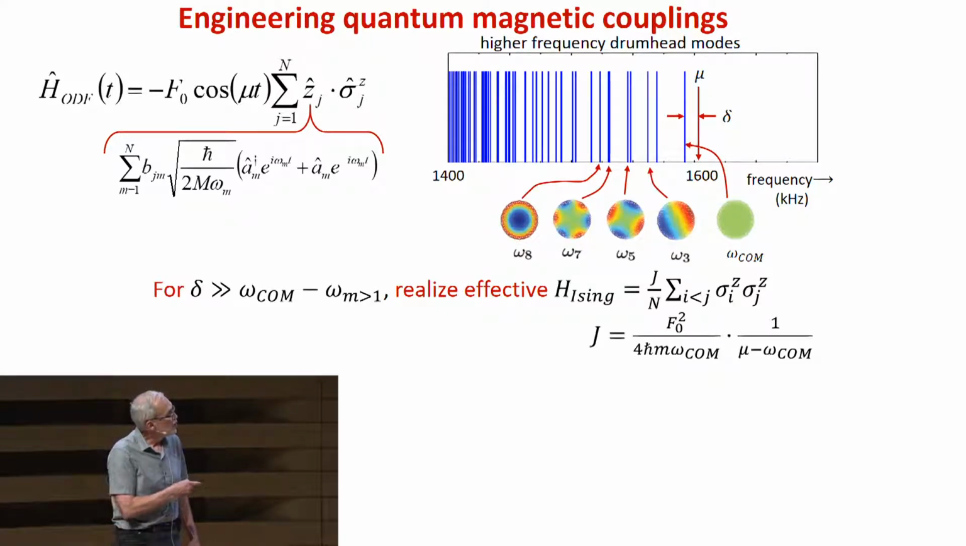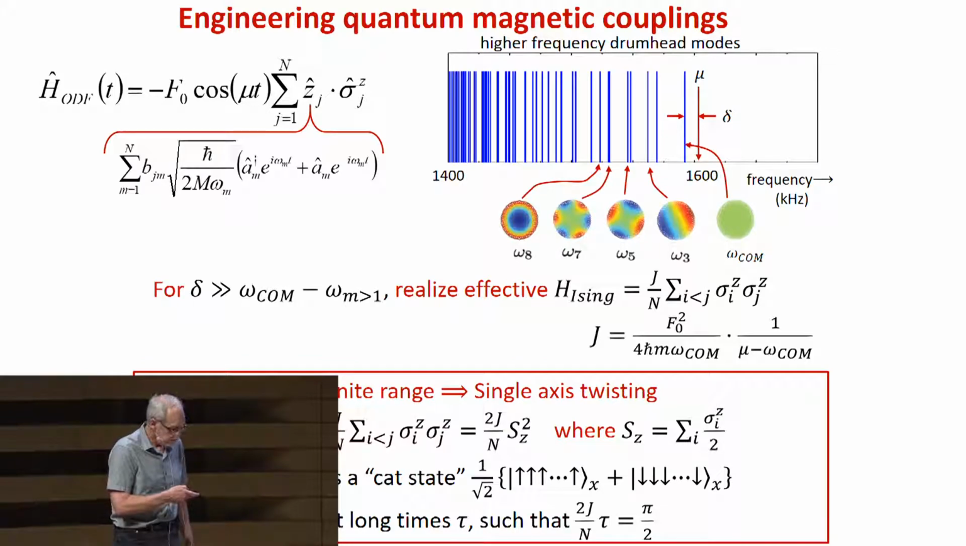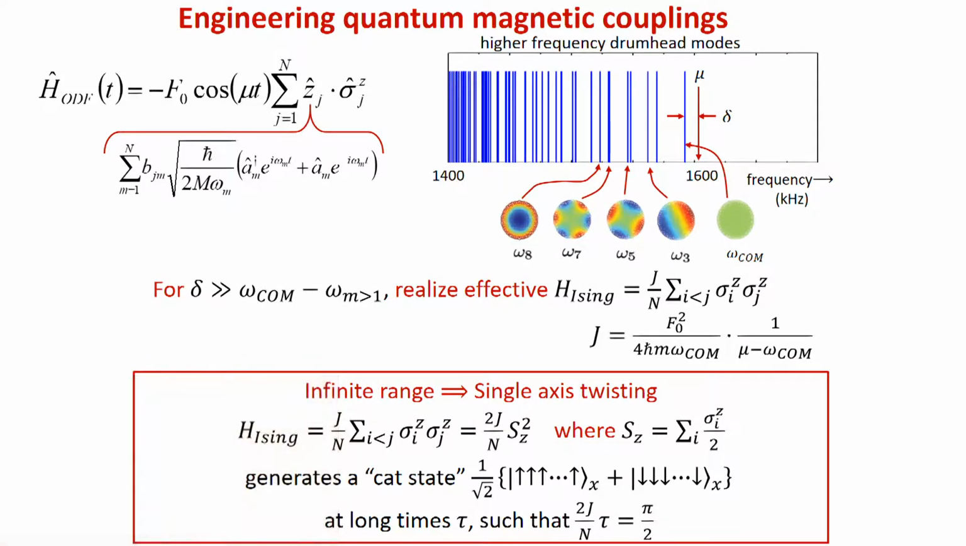So with this tuning where we couple just to the center of mass mode, if we tune slightly off resonance, we realize a long-range Ising interaction. And in fact, if we only couple with the center of mass mode, this is an effective infinite range Ising interaction. We can cast this infinite range Ising interaction in terms of what we've heard in several talks at this meeting so far, one-axis twisting or single-axis twisting.